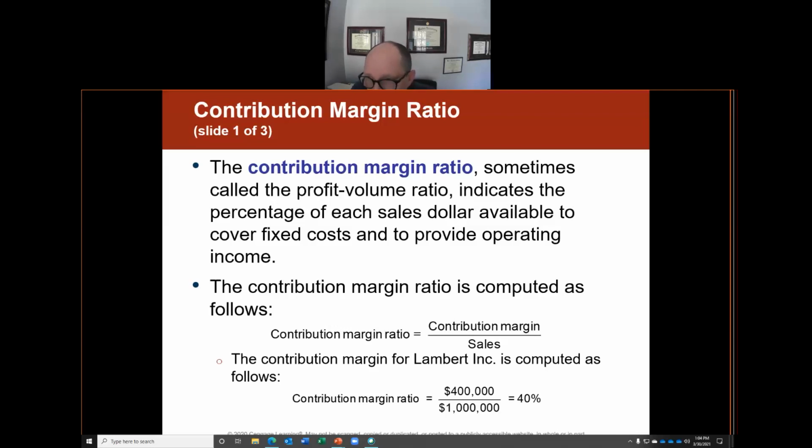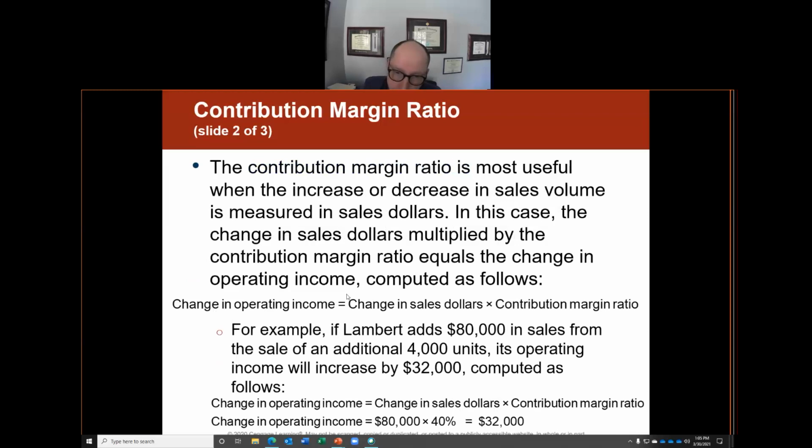Contribution margin ratio. This tells us the amount of sales dollars available to cover our total fixed costs in order to provide an operating income. Basically what this ratio tells us. And it's very useful. It helps us as managers to best understand the overall condition of the business as it relates to sales.